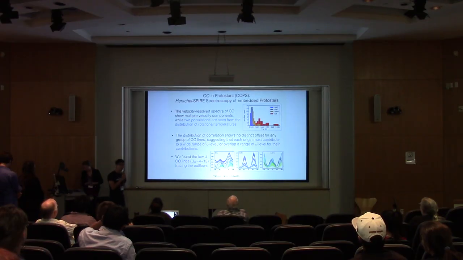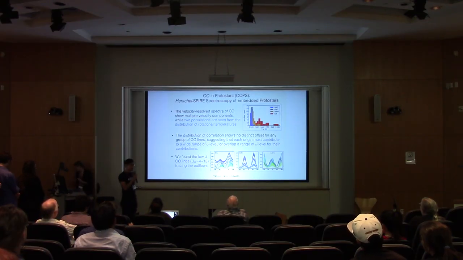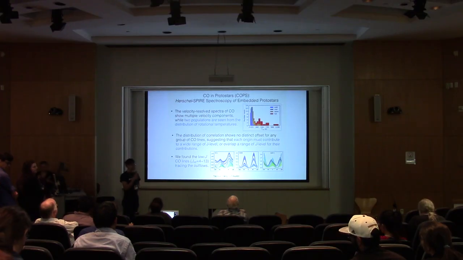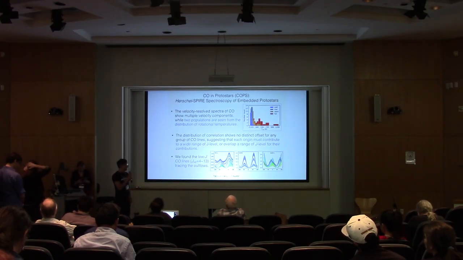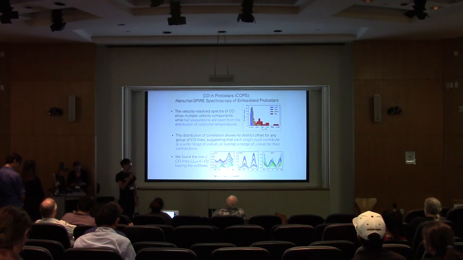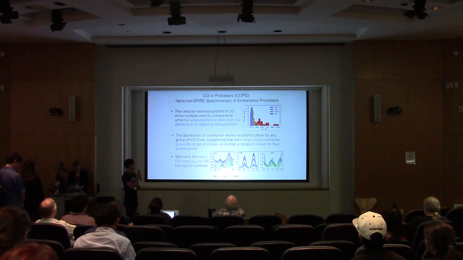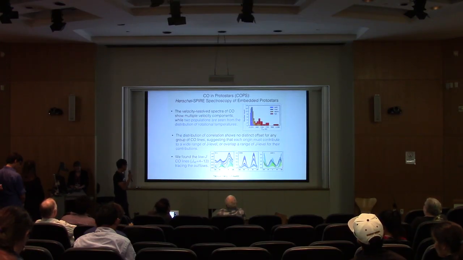So in this study, we're trying to use Herschel SPIRE to survey 27 embedded protostars and characterize their CO emission all the way from J equals 4 to 3 to J equals 13 to 12. And we try to find any underlying physical processes that actually contribute to those CO emissions from the study. And there are a few things we have learned from this study.